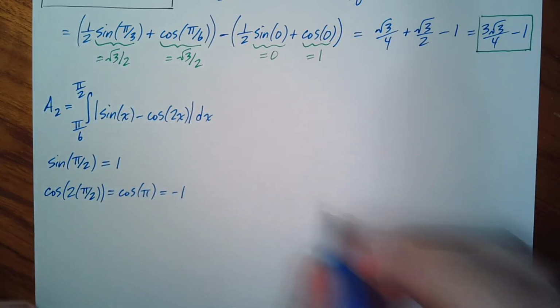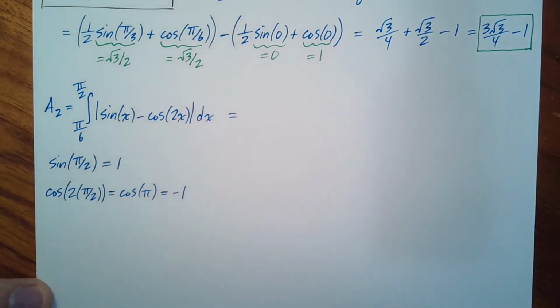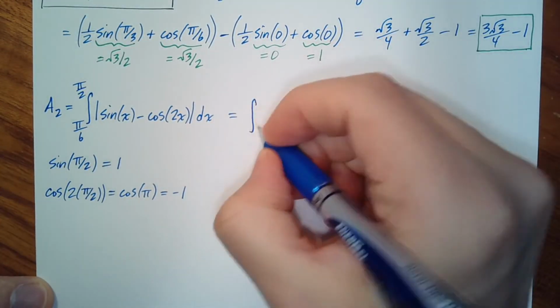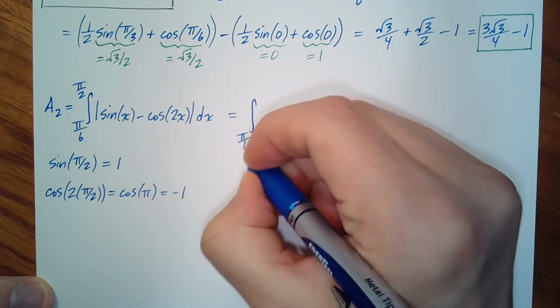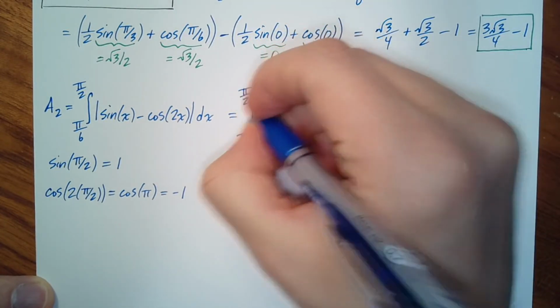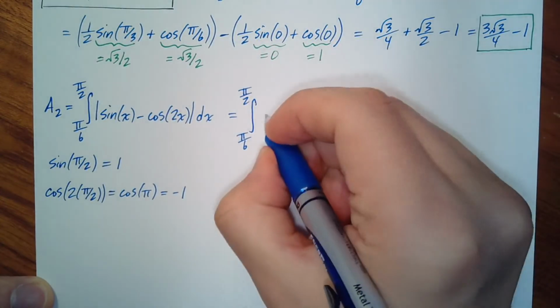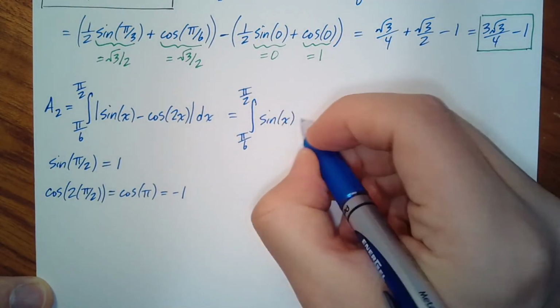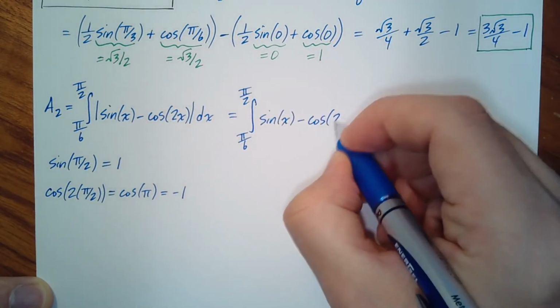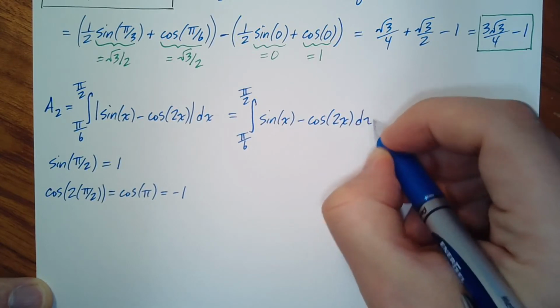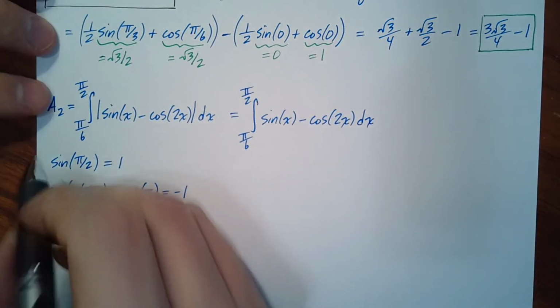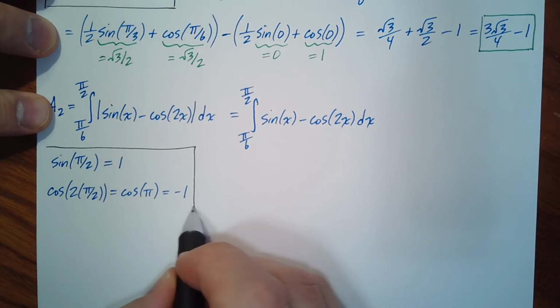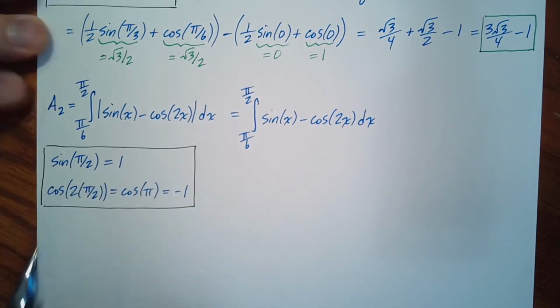They don't do anything. So we can write this as the definite integral from pi over 6 to pi over 2 of sine of x minus cosine of 2x. So now we've dealt with the absolute value signs. They're out of the way, and we can go ahead and finish this off.